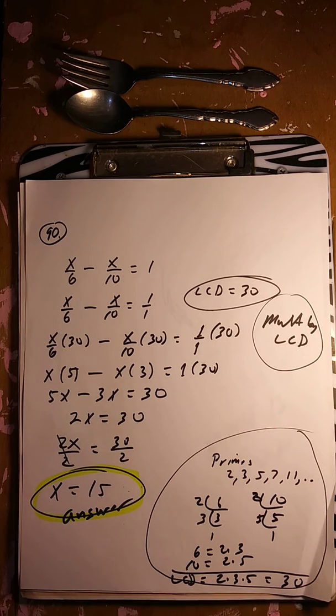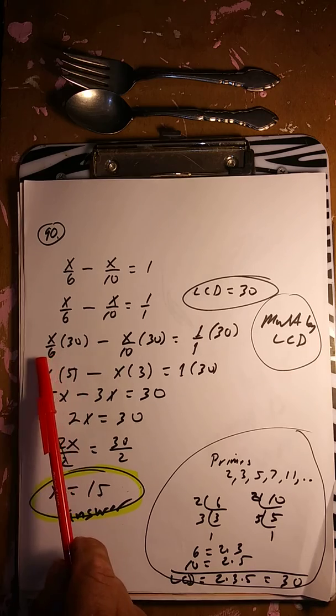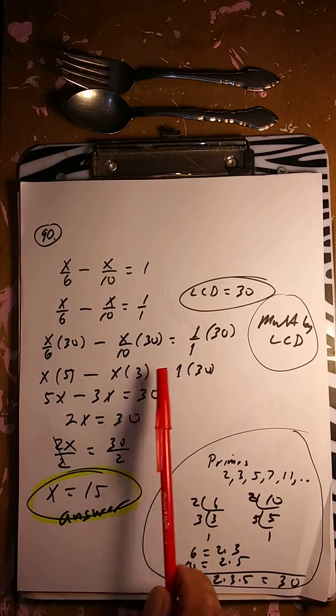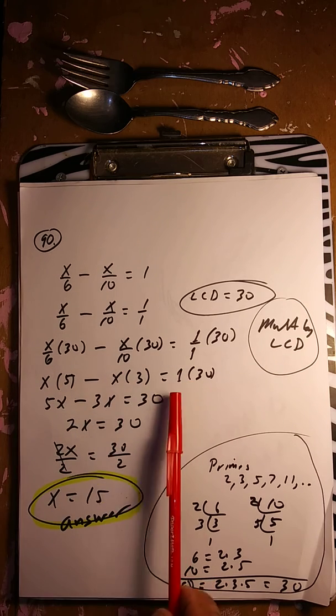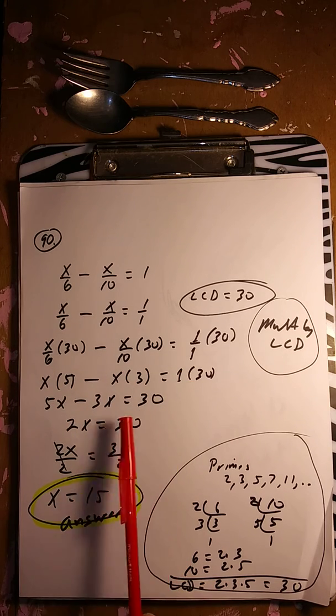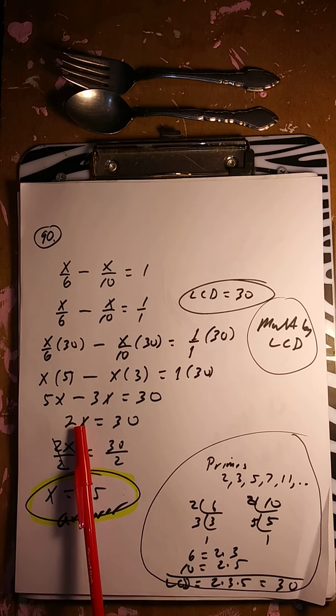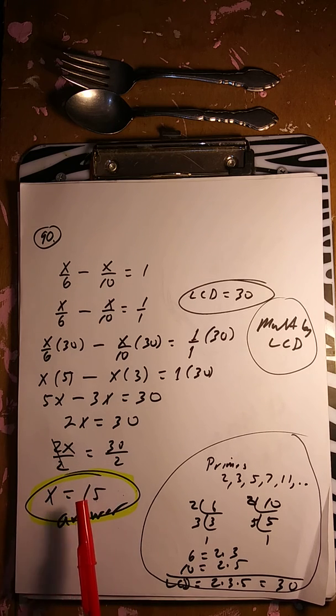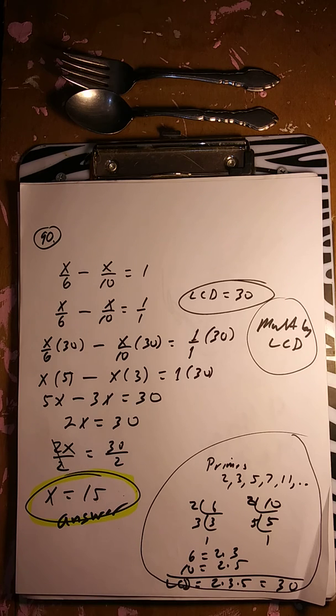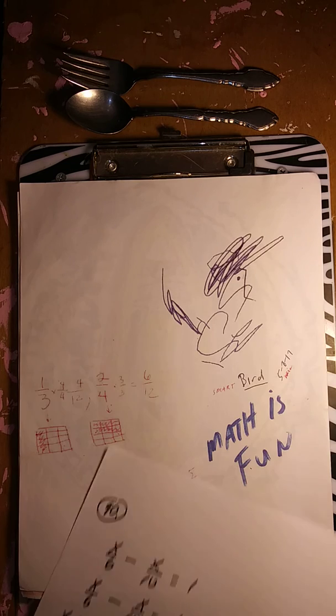So now, 30 times this one, 6 divides 30, 10 divides 30, and we get 5x minus 3x equals 30. And 5x minus 3x is 2x, equals 30. Divided by 2, divided by 2, so x must be 15. Alright, number 90. Okay. Holy cow, that's it.